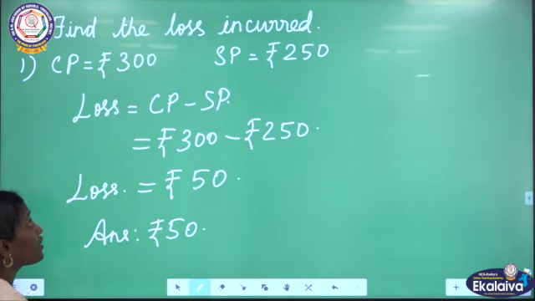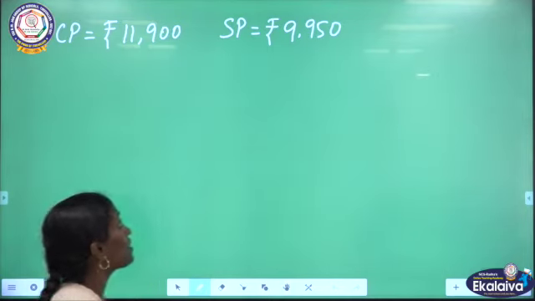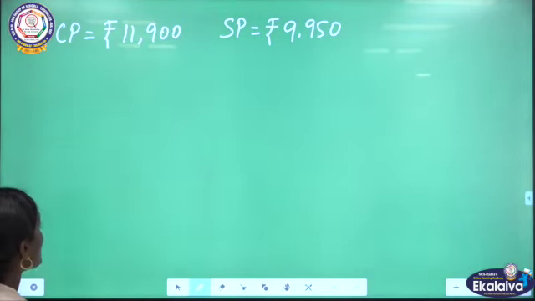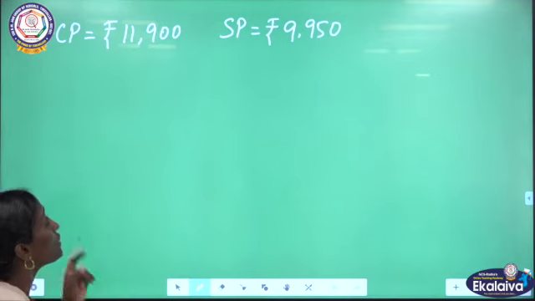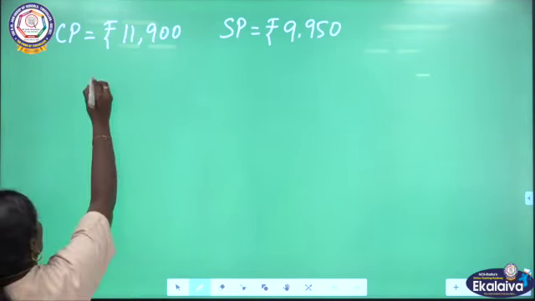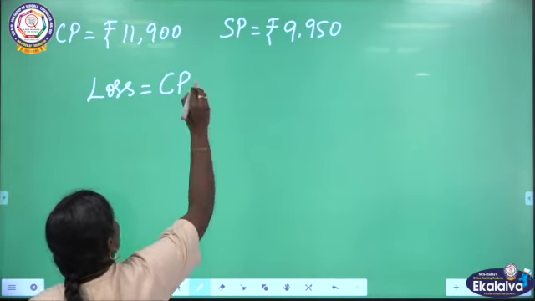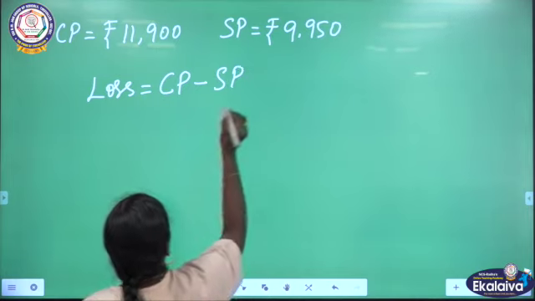Is it clear, children? To find the profit, selling price minus cost price. To find loss, cost price minus selling price. The next one, cost price is 11,900 rupees. Then selling price is equal to rupees 9,950. Here we are going to find loss. So loss is equal to cost price minus selling price.